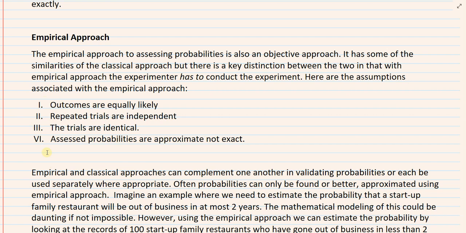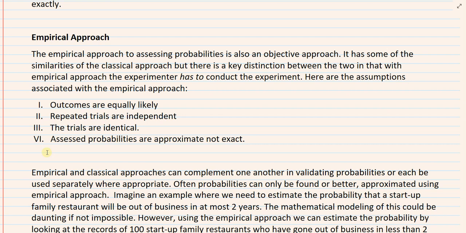1. Again, like the classical approach, we take the outcomes to be equally likely, and we assume that the repeated trials are independent. Remember, repetition of an experiment is what the trial is. The trials must be identical, meaning they all must be done the same way. So let's say I'm using a digital scale to weigh a package. In the middle of the experiment, I cannot switch to a different digital scale. I have to use the same instrument, so the trials are done in an identical manner.